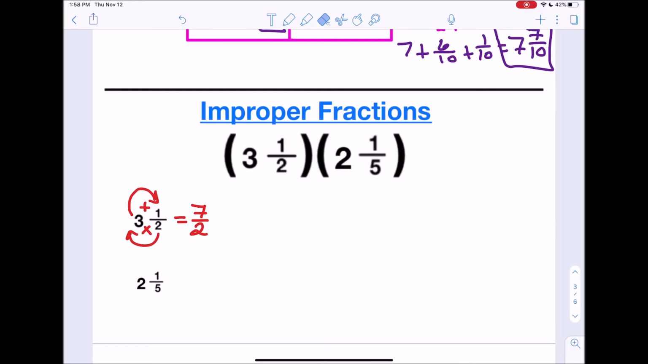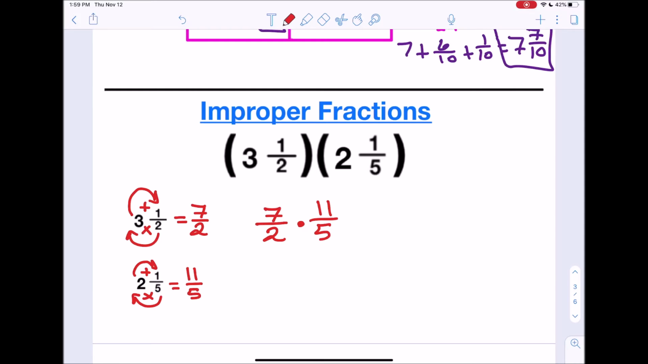We're going to do the same to the bottom mixed number. We know our denominator is going to be 5. 5 times 2 is 10. 10 plus 1 is 11. Now that we have our two improper fractions, we can go ahead and treat them like the fractions they are and multiply them together.